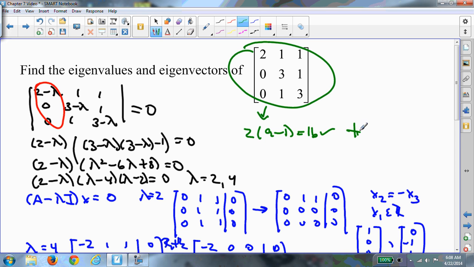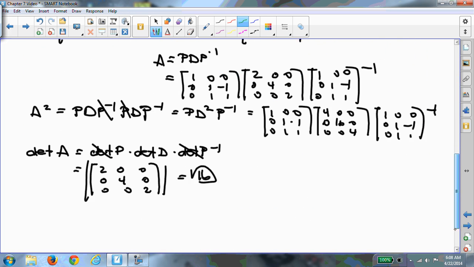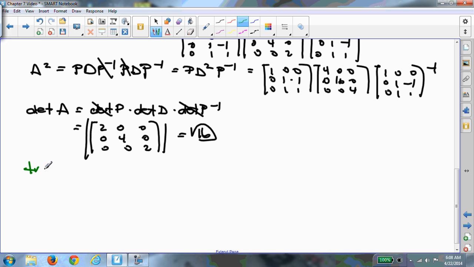The trace of this is the sum of the diagonal elements, which would be 2 plus 3 plus 3, which is 8. And notice down here, the trace of A, if I add up my eigenvalues, lambda 1 plus lambda 2 plus lambda 3, is also equal to 2 plus 4 plus 2, which equals 8. So just as an example, it confirms the property involved with the determinant of A and the trace of A.